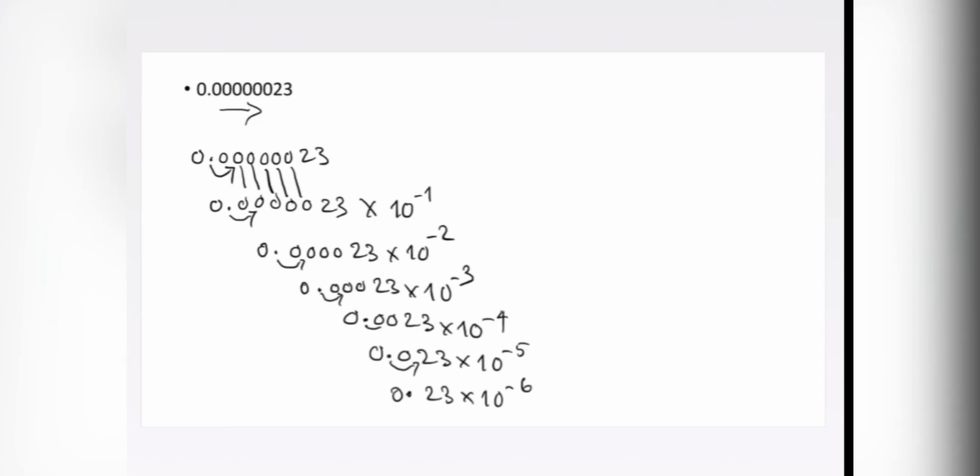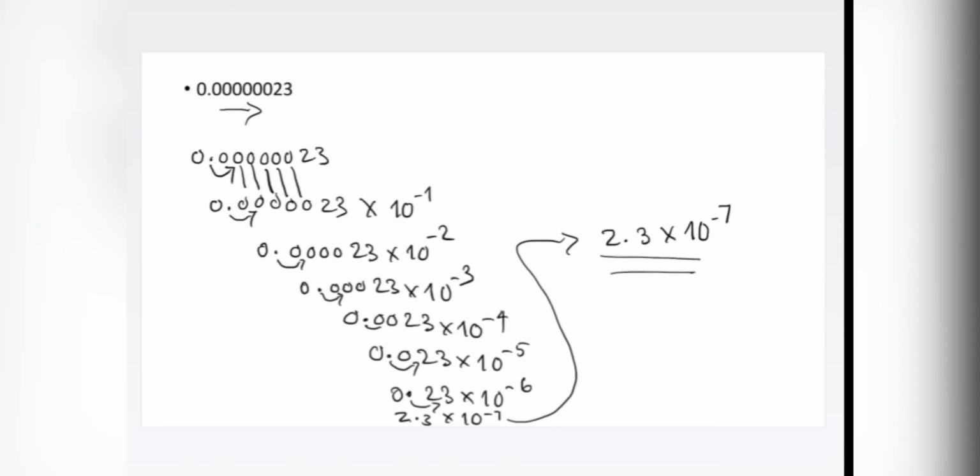I told you the rule says the number should be less than 10 but greater than or equal to 1. So I cannot keep 0.23. My whole number should not be 0. So 2.3, and my power has become 7. Sorry, this is the old form of writing 7. So this is 2.3 times 10 to the power -7. So this is the scientific form for the smaller number. When you multiply this out, you are going to get the same thing.